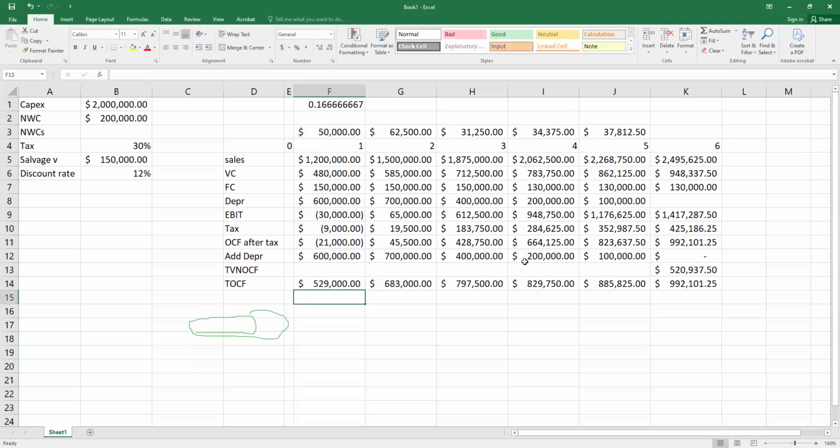Okay, now that's what we have for each year. And in the last year, we will have to add the terminal value too.